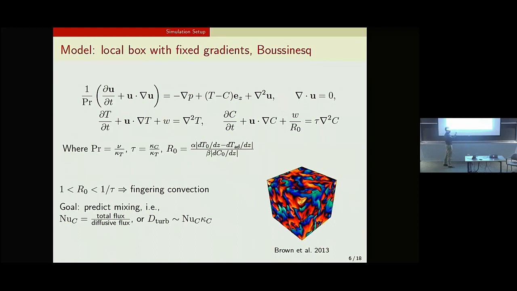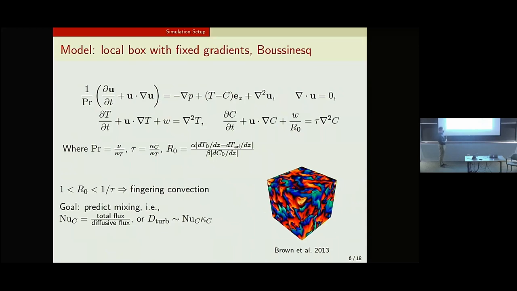R naught here is called the density ratio. Remember I said that this instability is sort of between a destabilizing composition gradient and a stabilizing temperature gradient, and this just parameterizes the ratio of the two. If R naught is large, then the stabilizing temperature gradient wins. If it's small, then you've got this destabilizing composition gradient. So the instability acts whenever R naught is between 1 and 1 over tau, so it has to be greater than 1. Now, the name of the game is to predict mixing as a function of these free parameters, because then you can plug that into MESA and run with it.